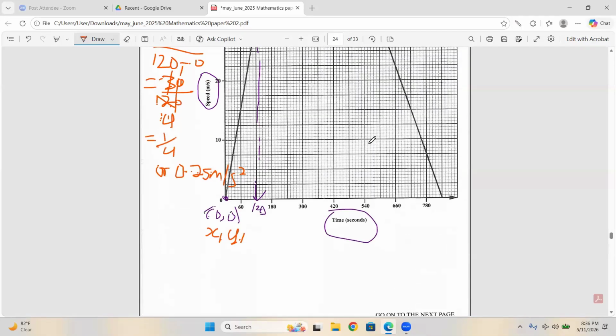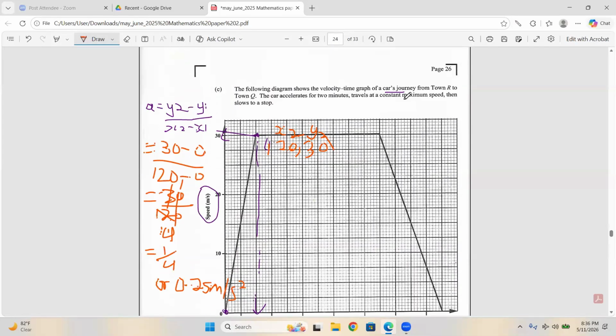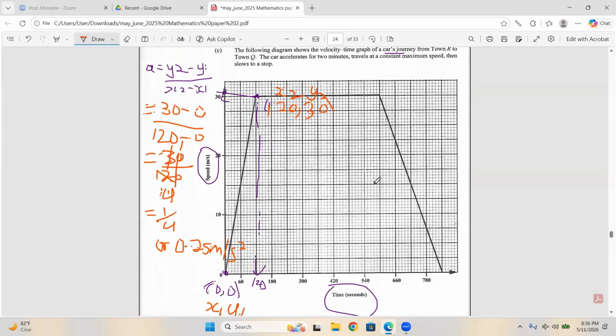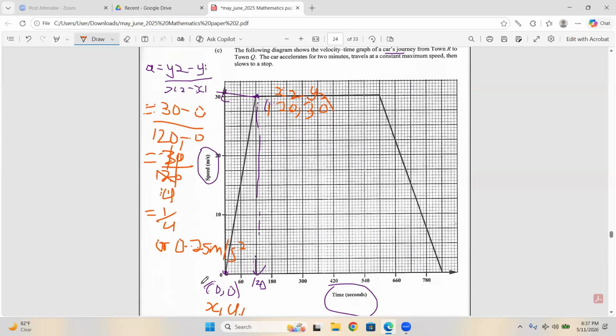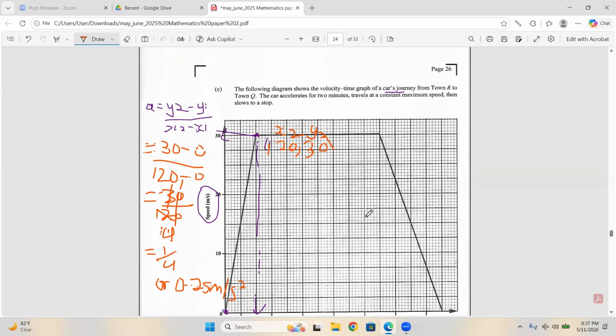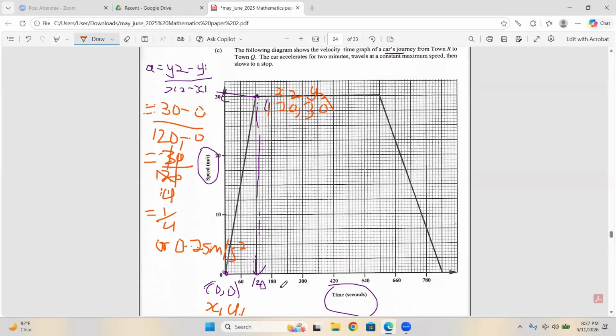The other one says calculate the distance. The distance between the two points. Where are the points again? We said point R. Where's R though? The following diagram shows the velocity time graph of a car's journey from point R. So I believe point R has to be the beginning. The point Q, well, I guess that's the end because they didn't label anything. So yeah, it's a full diagram apparently.